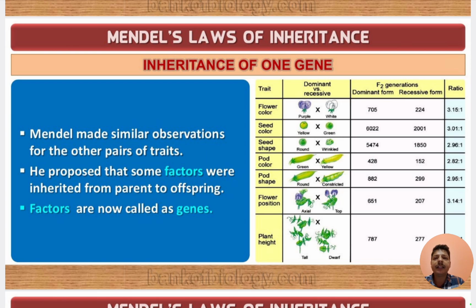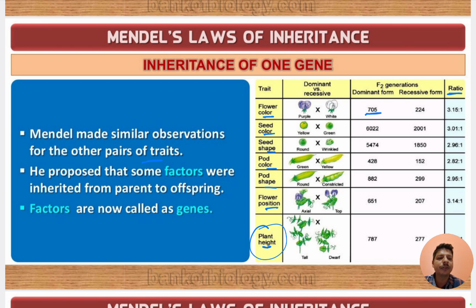Here you can see inheritance of one gene. Mendel made similar observations for the other pairs of traits. Not only tallness or dwarfness, Mendel also observed other pairs of characters like flower color, seed shape, pod shape, flower position, and plant height. Plant height was already taken. So he found the same ratio, as you can see.